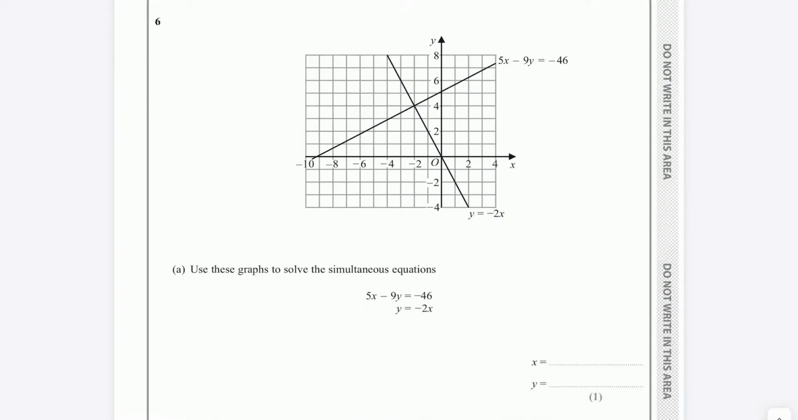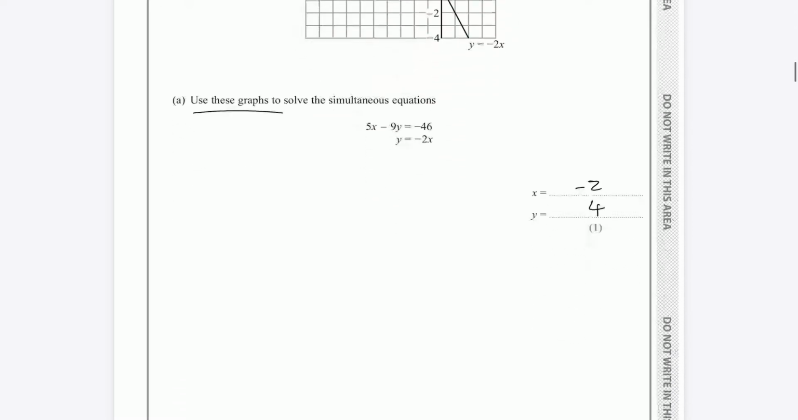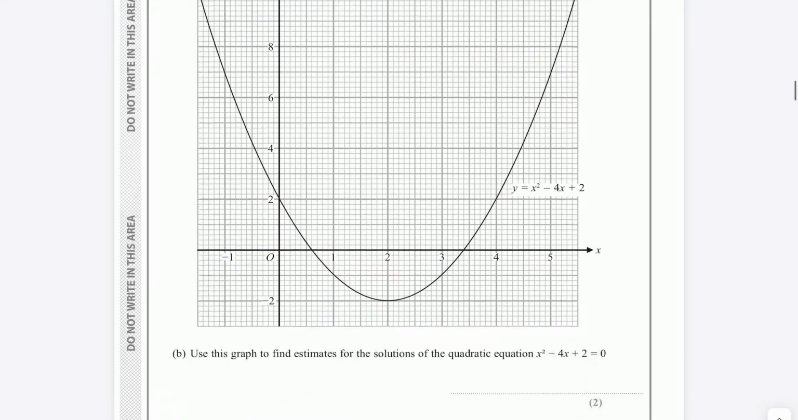Use the graph to solve the simultaneous equation. So it's specifically saying use the graph. So simultaneous equations are points where the lines intersect each other. So that is that point right there. And the coordinates of that point are x is -2 and y is 4.